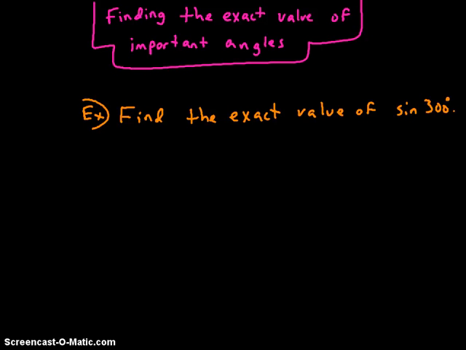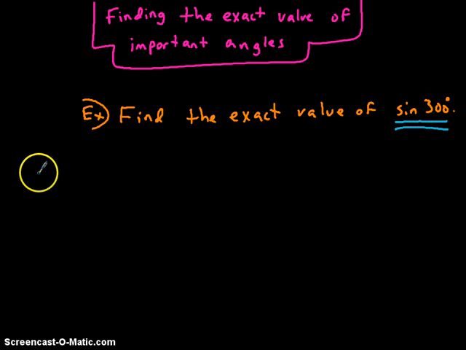Finding exact values of important angles. So basically the important angles are the angles you see on the unit circle. When we say those important angles, we're referring to those angles. The reason why they're important is they're always going to create a 30, 60, 90 or 45, 45, 90 right triangle.